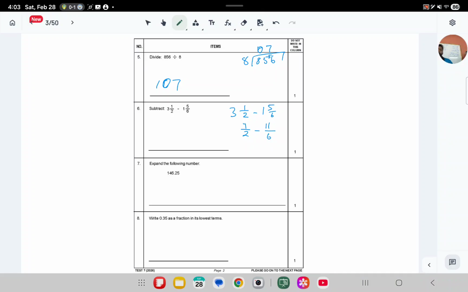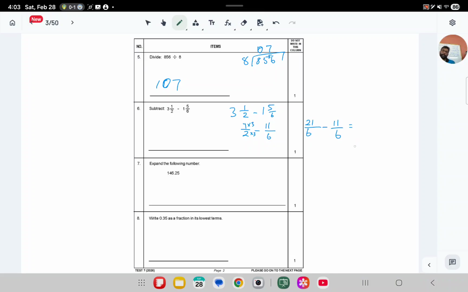We realize that the denominators are different, so we'll make the denominators the same. We also realize that one is a multiple of the other, so we could make the smaller denominator the same size as the larger denominator. So we can make this 2 into 6 by multiplying by 3. Alright, so this now becomes 7 times 3 is 21 over 3 times 2 is 6, take away 11 over 6.